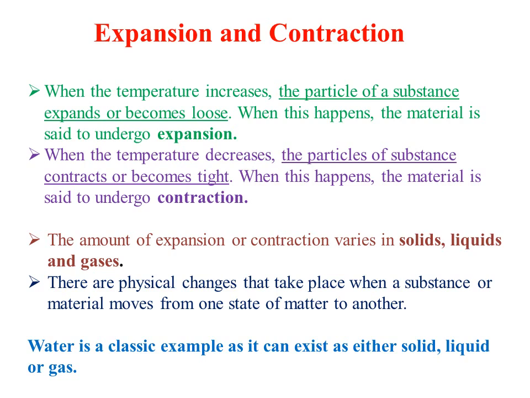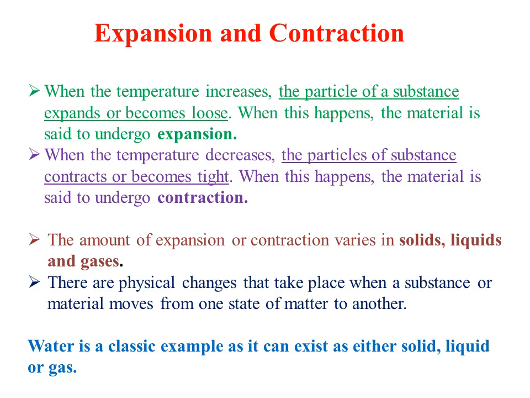When the temperature increases, the particles of a substance expand or become loose. When this happens, the material is said to undergo expansion. So when expansion takes place, the particles of the substance become more loose. And when the temperature decreases, the particles of the substance contract or become tight. When this happens, the material is said to undergo contraction. So here is the main difference between expansion and contraction.